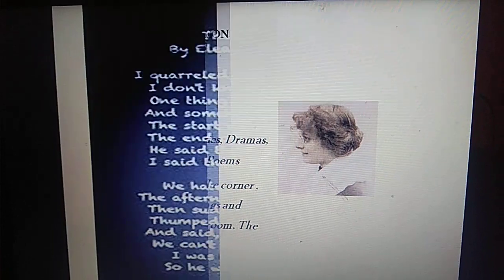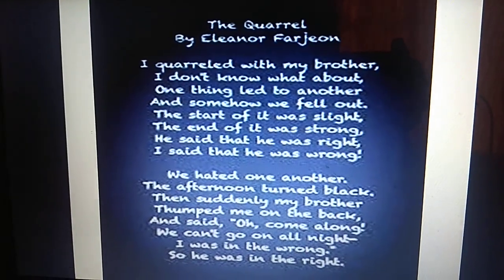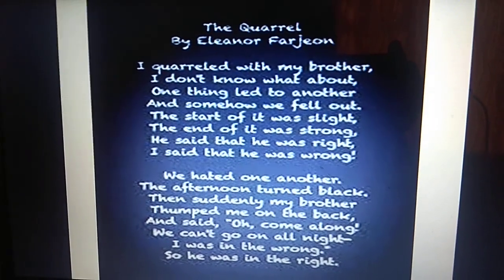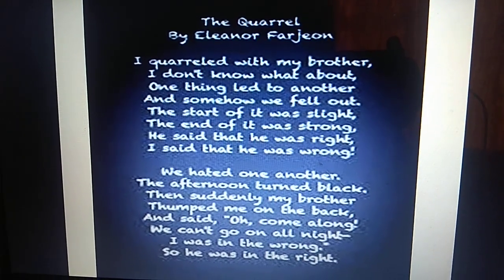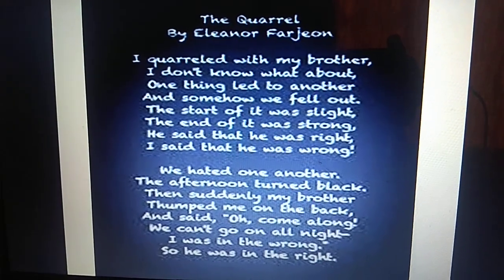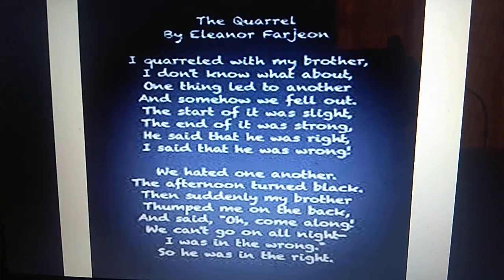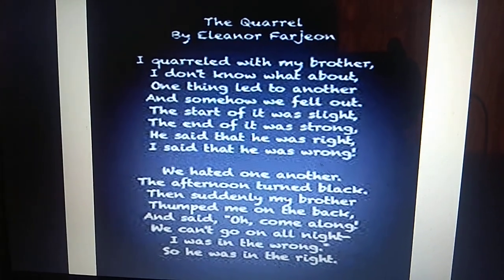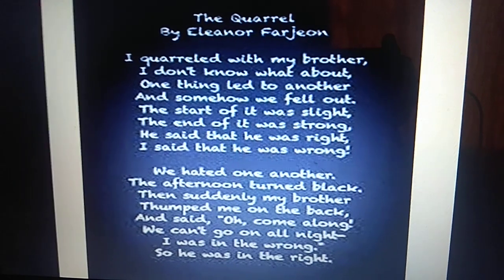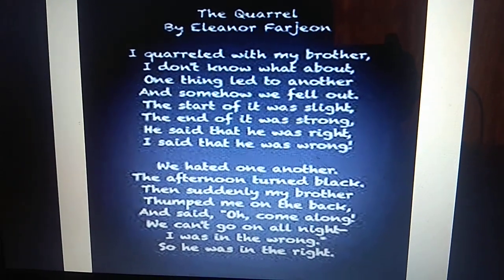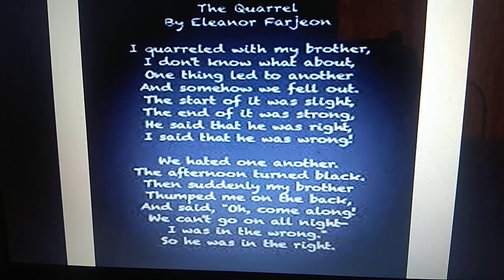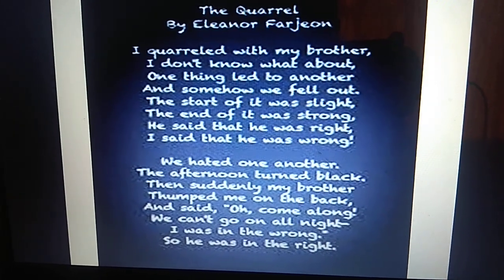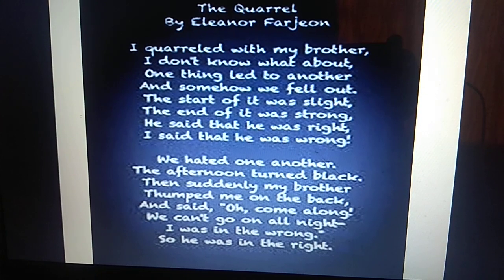Now, let us begin the poem. Children, keep a pencil with you for underlining the new words. I will be sharing with you some synonyms for the words from the poem. We will go stanza-wise. We will recite the first stanza and then understand the synonyms of those words, and then we will start the second stanza. So let us begin the poem.